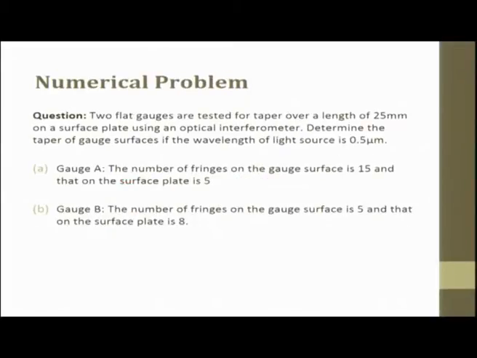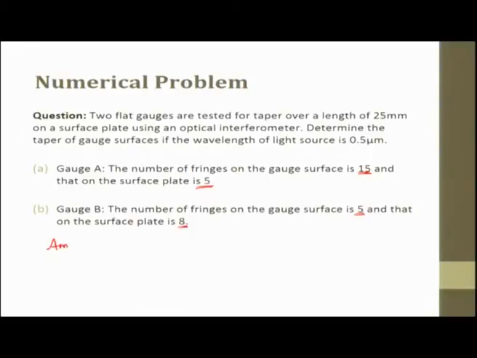So, let us try to solve another problem. Two optical flats are tested for taper over a length of 25 millimeter on a flat plate using an optical interferometer. Determine the taper of the gauge surface if the wavelength of the light source is 0.5. Gauge A: the number of fringes on the gauge surface is 15 and that on the surface plate is 5. Gauge B: the number of fringes on the gauge surface is 5 and that on the surface plate is 8. So, how do we do this?